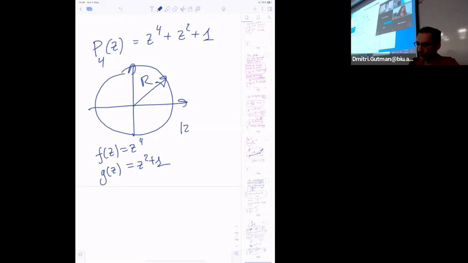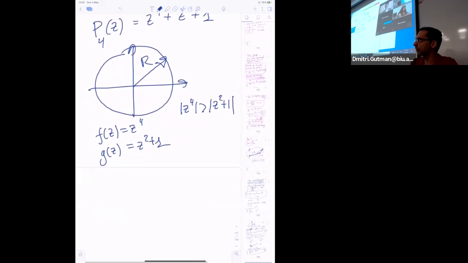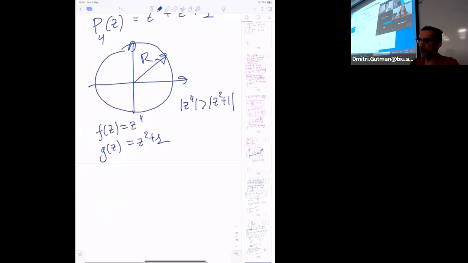|Z^4| is greater than |Z^2 + 1|. So this is the equation that I need to solve. Okay, so we decided to choose a big circle. So we're saying let Z be r e^{iφ}, which parameterizes the circle of the radius r.